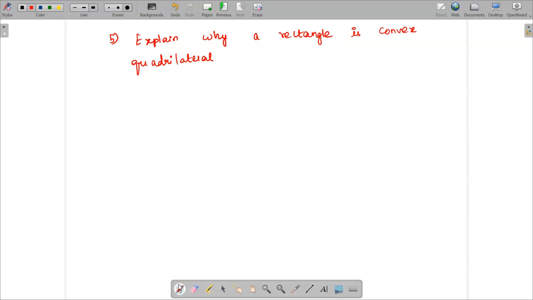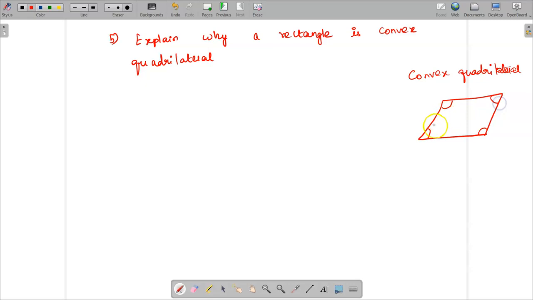The question is, explain why a rectangle is a convex quadrilateral. So actually, what do you mean by a convex quadrilateral? A convex quadrilateral is one which definitely has 4 sides, right? And then, if I take a parallelogram, this is also a convex quadrilateral.